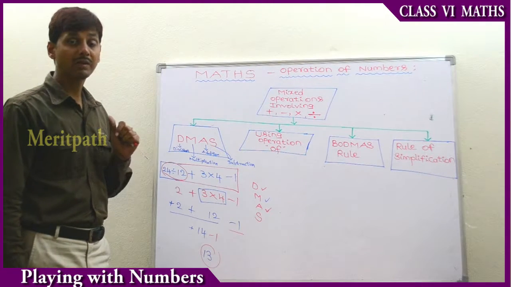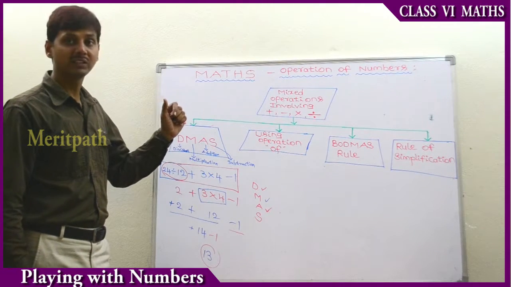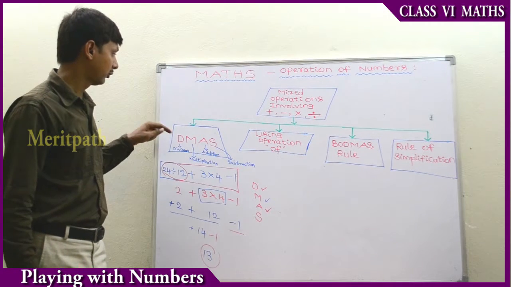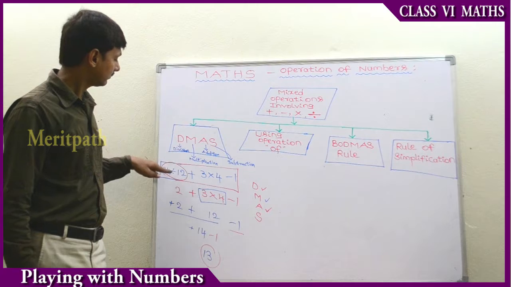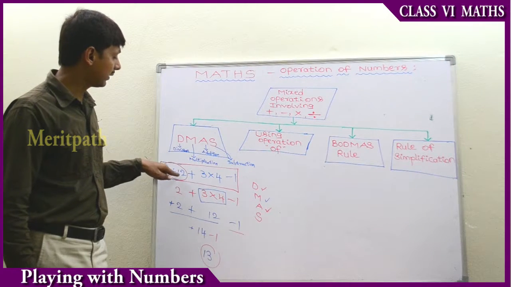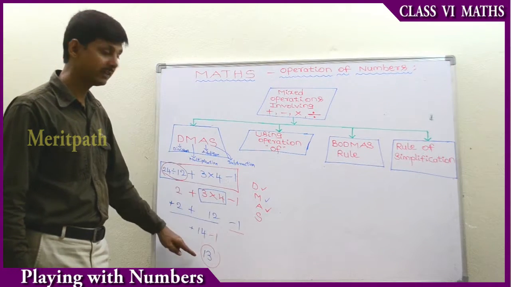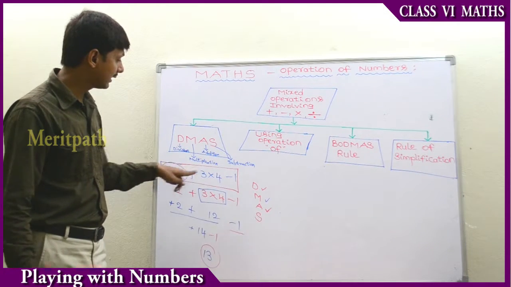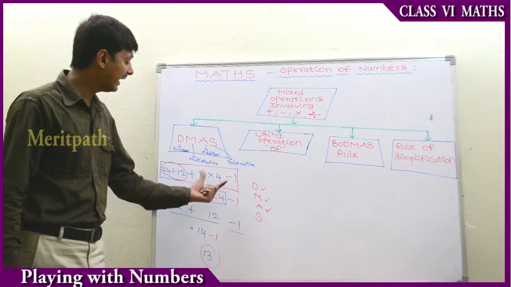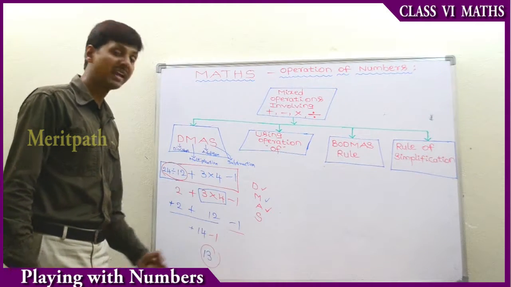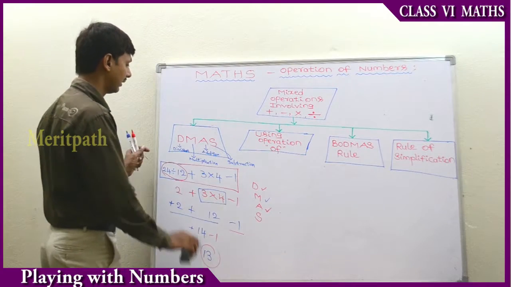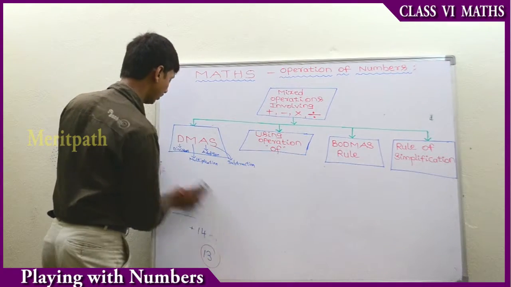So whenever we have more than two operations like addition, subtraction, multiplication and division, we need to use the DMAS rule. So 24 divided by 12 plus 3 into 4 minus 1 is equal to 13. In this form, first division we need to simplify, then multiplication, addition of the numbers, and finally subtraction. Let's take another example for the DMAS rule.